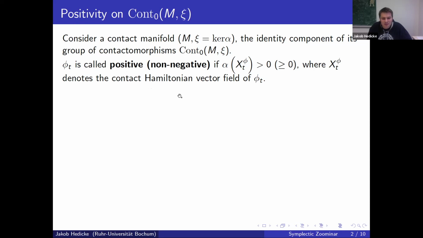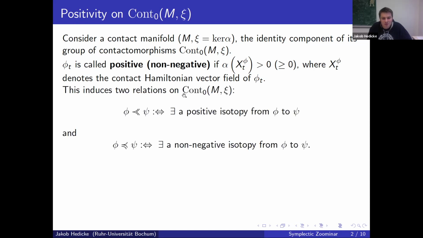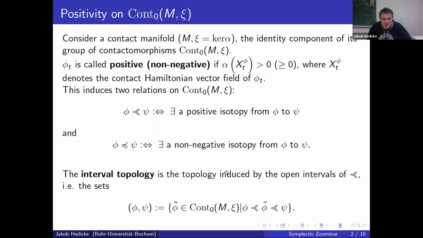And this notion of positivity gives rise to two relations on the group of contactomorphisms. The first one is, we can say a contactomorphism phi is smaller than another contactomorphism psi if there exists a positive isotopy from phi to psi. And the same with smaller equal, but we change positive to non-negative isotopy. Moreover, these relations give rise to a natural topology, sometimes called the interval topology, just by considering the open intervals of the smaller relation, so sets of this form.